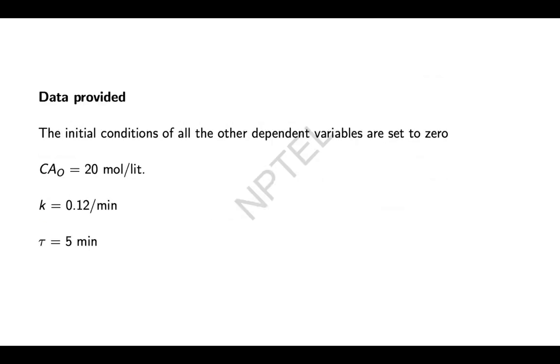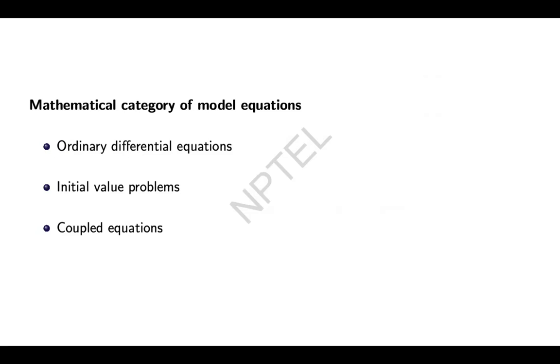Now we have some initial conditions given to us, that is Ca0, to begin the reaction. Your initial concentration of Ca is 20 mole per liter. Your K is given as 0.12 per meter, and tau, the space time, is given as 5 minutes.